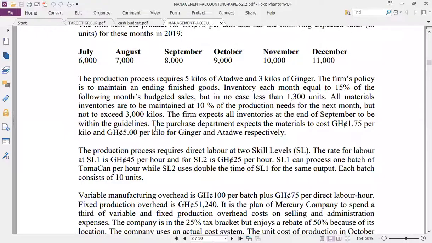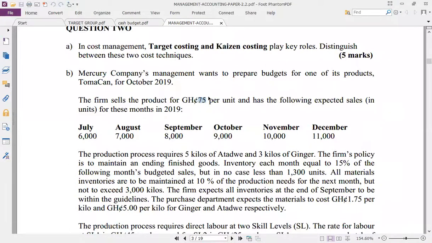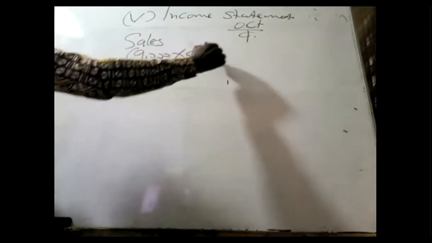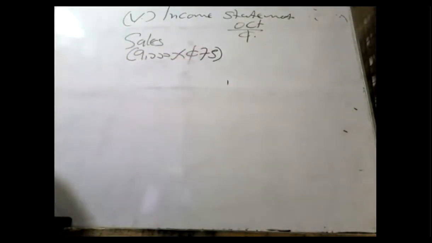Okay, so let's quickly start with the game. I thought my sales, that's the first thing I'll do. In October, they sold 9,000 units, right? So I'm going to take 9,000 sales, multiply by the selling price and put the answer in. Let's go and pick the selling price from the question. The selling price is 75 per unit.